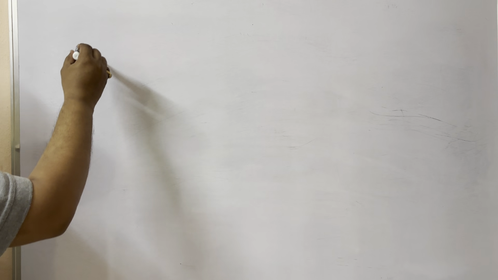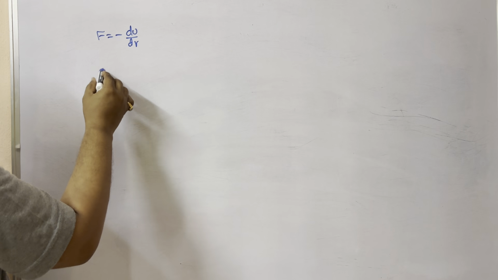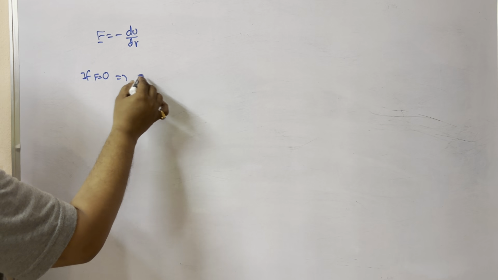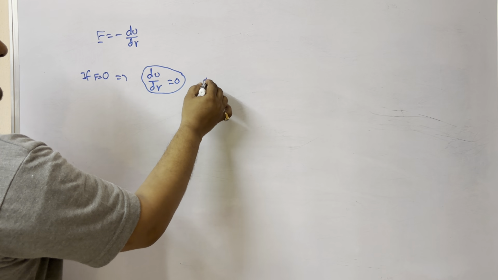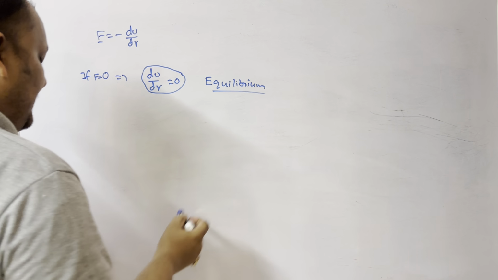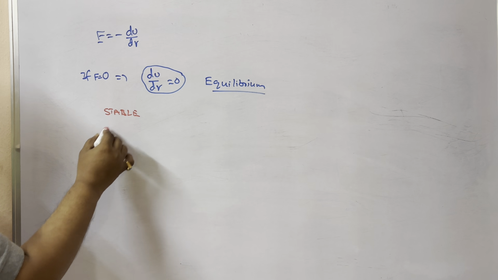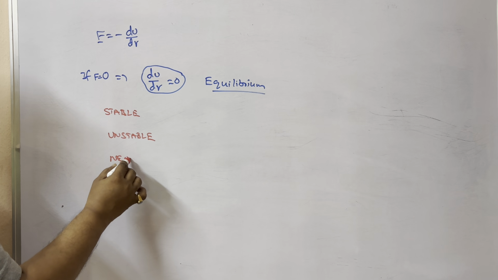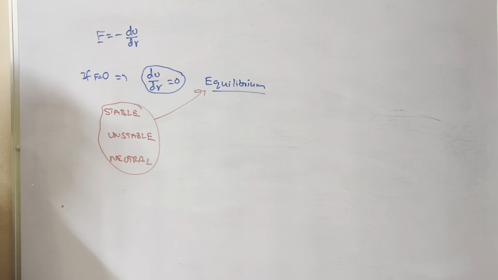When the applied force is 0, F is equal to minus dU by dr, so if force is 0, dU by dr becomes 0. This is the condition for equilibrium. So how many types of equilibrium will there be? Stable, unstable, and neutral. These three are the different equilibriums.